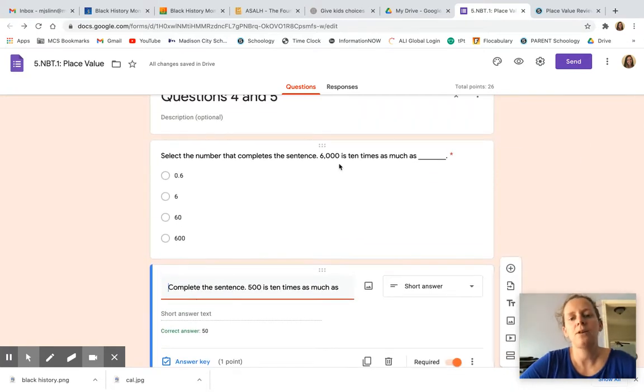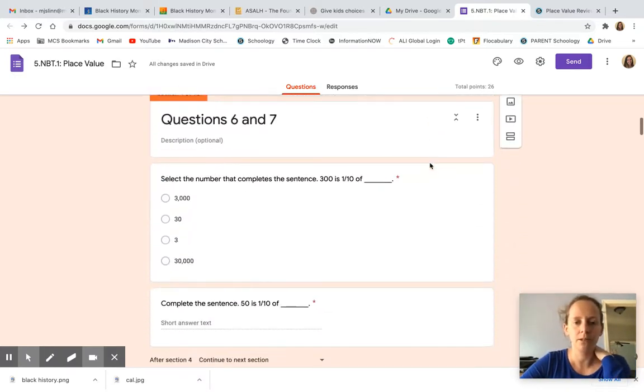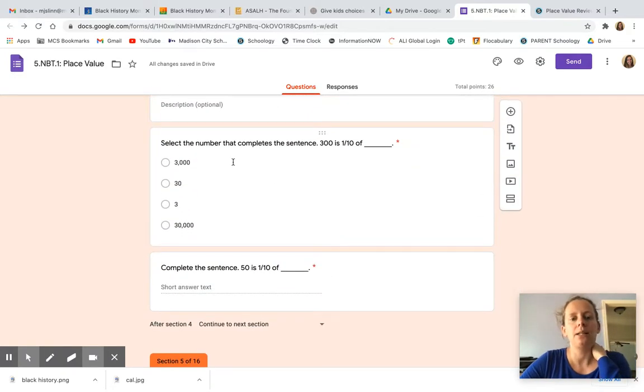Okay, 6,000 equals 10 times blank. All right, moving right along. Select the number that completes the sentence. 300 is 1/10 of blank.